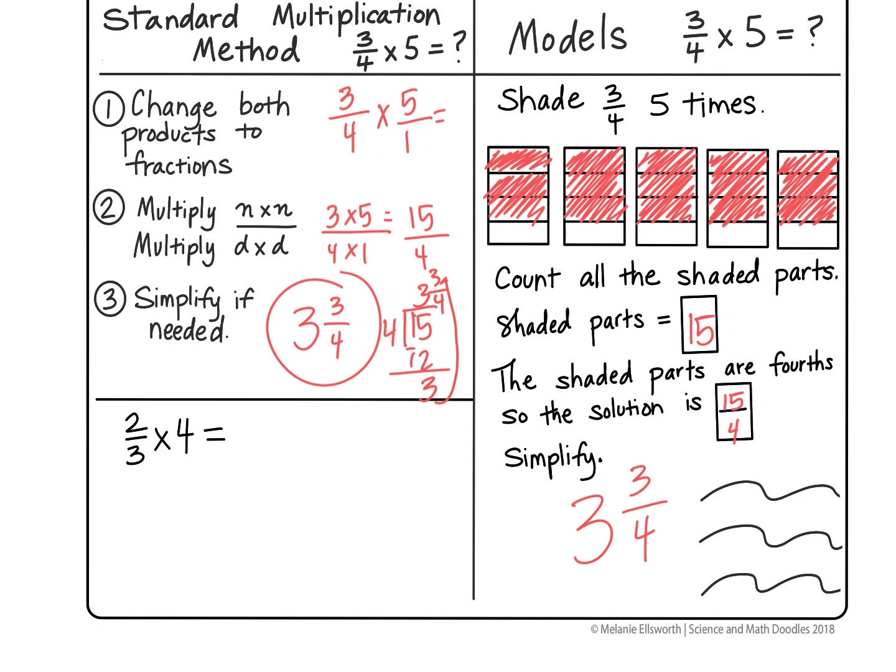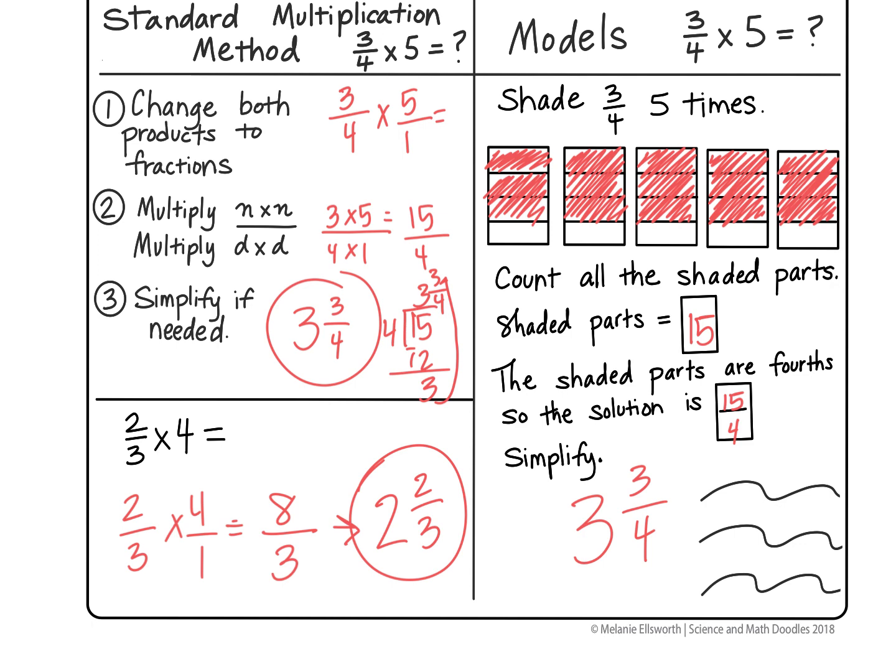So first thing I got to do is rewrite it so that 4 is written as a fraction. And then I just multiply straight across. 2 times 4 is 8. 3 times 1 is 3. And this will change to 2 2/3. Does that feel okay? Okay.